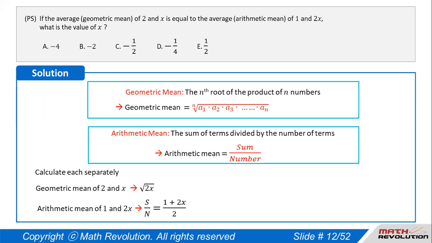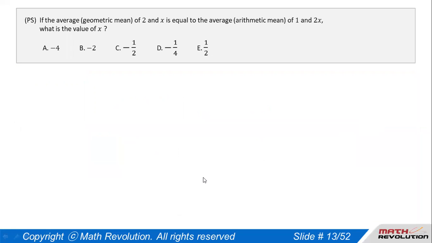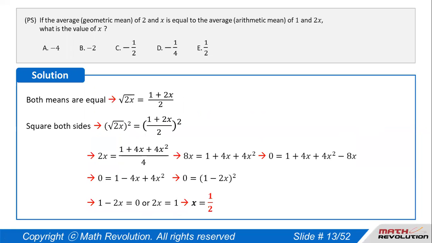So calculating each separately, the geometric mean of 2 and x would be the square root of 2x. The arithmetic mean of 1 and 2x would be (1 plus 2x) divided by 2. Now, since the question says that they have to be equal, I simply put them equal. When I put them equal, this is where the concept of statistics stops and basic math starts.